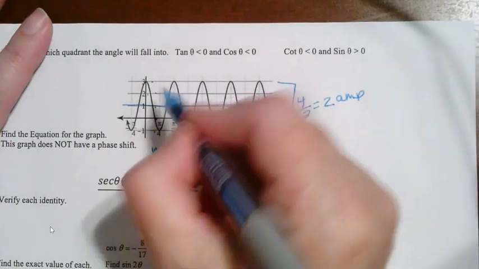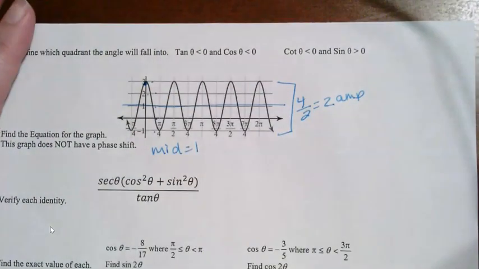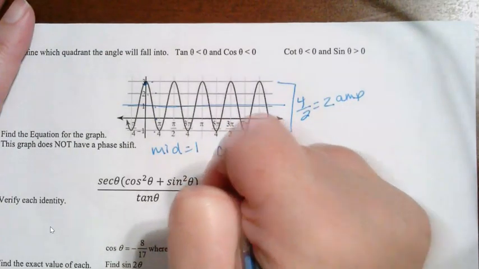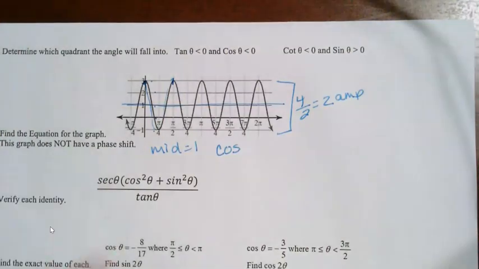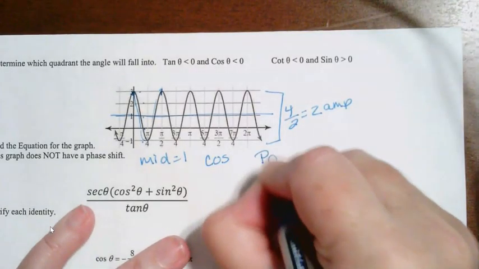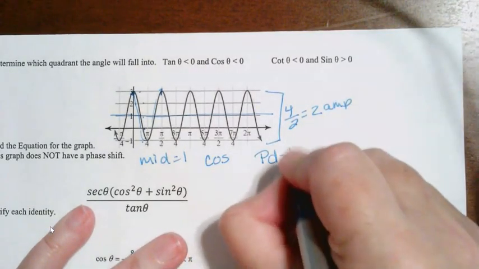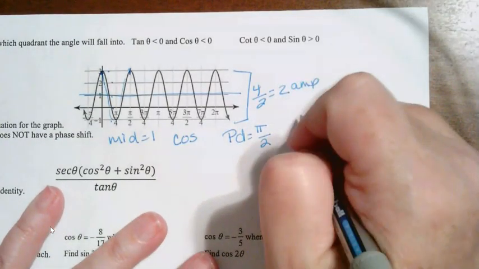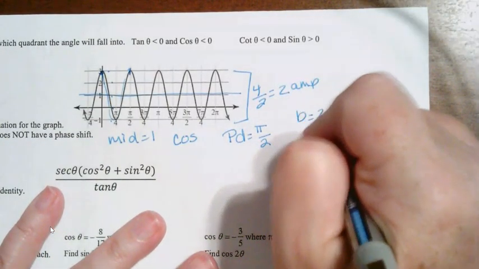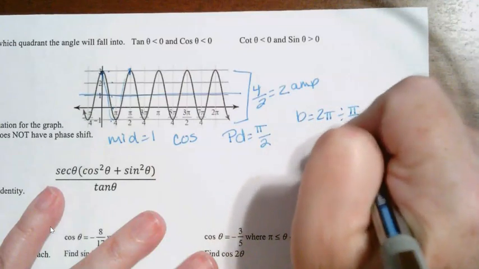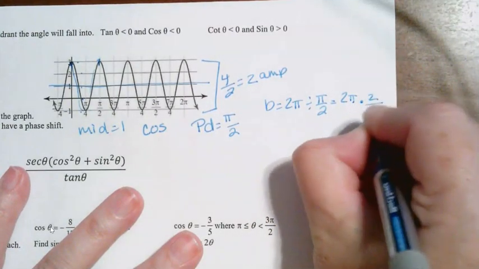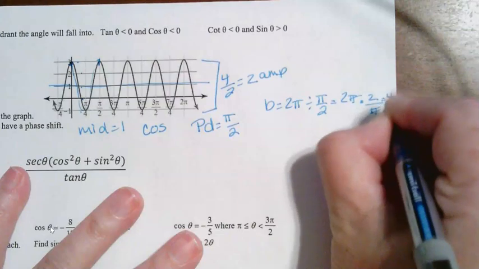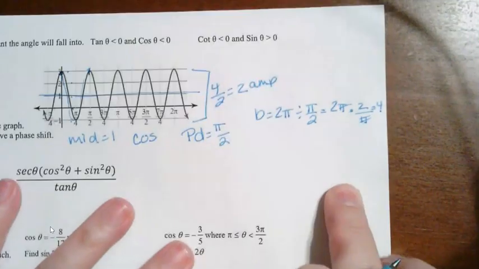Okay. Notice I touched the graph at the top point, so I know this is cosine. So here to here, I stop at this point. So I know my period is pi over 2. So we need B. So B equals 2 pi divided by pi over 2. Keep, change, and flip. And equals 4. Can y'all see that?